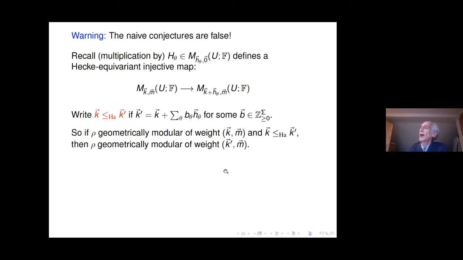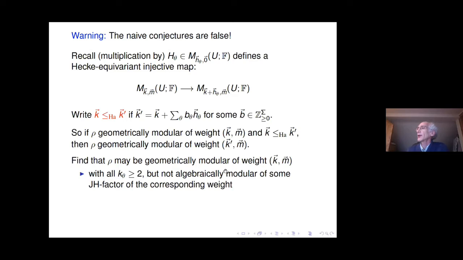And you see from that that the naive conjecture can't be true because you have rho, which are algebraically modular of weight k, m, in the sense that I just described, having a Jordan-Hölder factor present among its Serre weights, but not algebraically modular of weight k prime, because shifting by weights of Hasse invariants can actually lose Jordan-Hölder factors from the reduction of the algebraic representation.